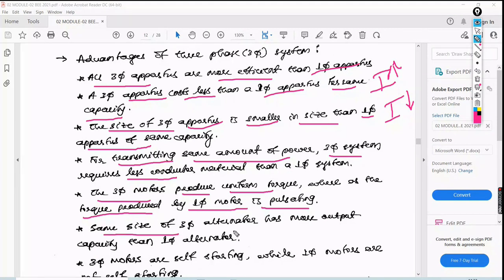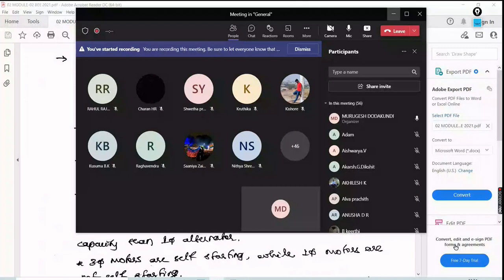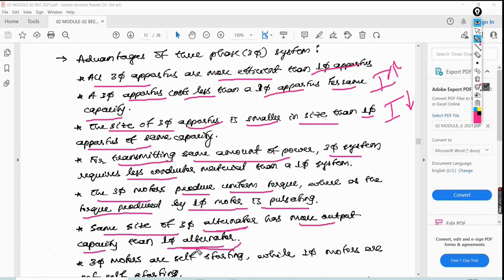Then, for the same size, a three phase alternator gives more output capacity compared to a single phase alternator. This is a new word, alternator. Has anybody heard of alternator? Raise your hand. No one. Okay, fine. An alternator is an AC generator which converts mechanical energy to electrical energy. There is one topic where I will discuss in detail the meaning of alternator. The capacity of an alternator is more for three phase than for single phase.